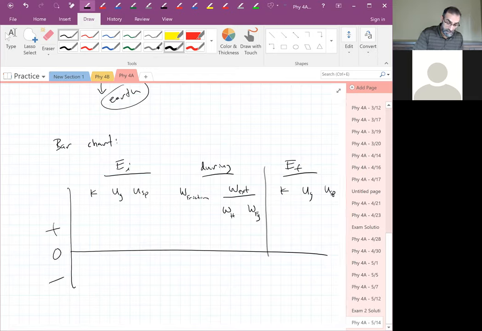All right, so what are these things? Let's see, at the beginning and the end, the object is moving, so we have kinetic energy, always positive. I have no gravitational energy at any time because the Earth is not part of my system. So this is zero, and this is zero. I have no spring potential energy because there are no springs in my system.